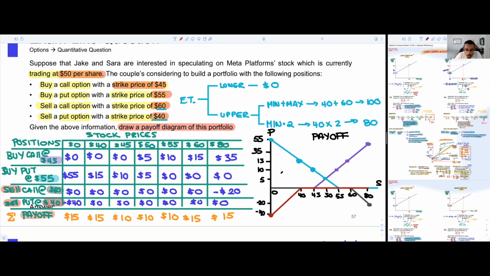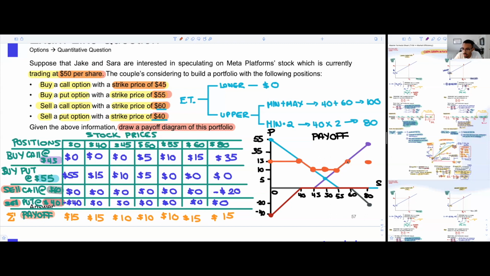So we know that if the stock is trading at 0 bucks, we're going to have $15 as our payoff. If it's trading at 40 bucks, we're going to have $15 as our payoff. If it's trading at 45, we're going to have $10 as our payoff. If it's 50, we're going to have $10 as our payoff. If it's 55, we're going to have $10 as our payoff. If it's 60, we're going to have $15 as our payoff. And if it's 80, we're going to have this much as our payoff. So we could draw it up as being something kind of cute, I guess. It's not the cutest thing ever, but it works.